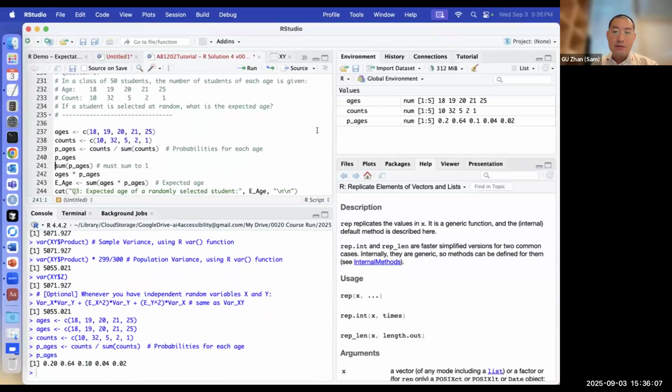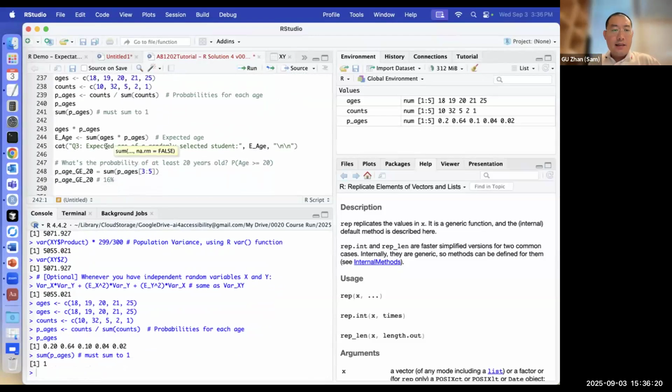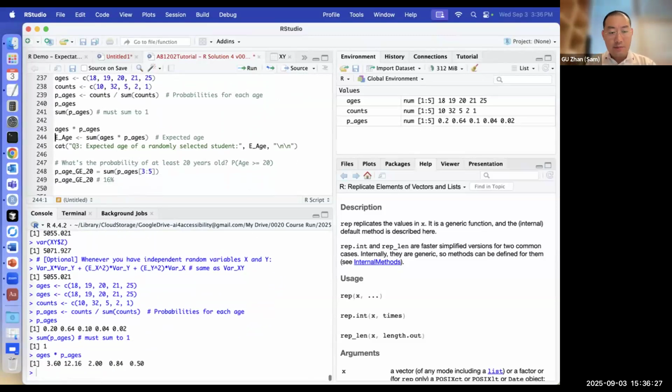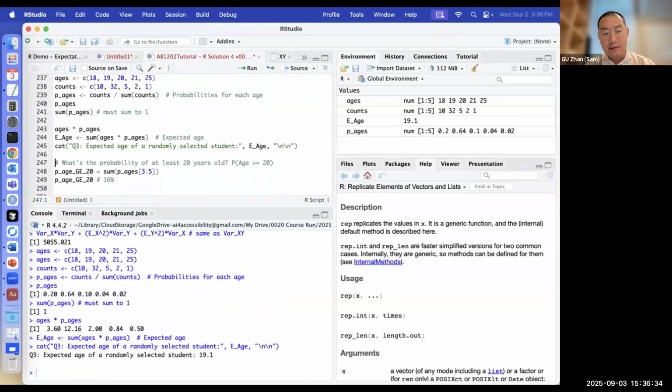The sum, yeah. So each individual count divided by the sum of all those. Then the sum of the probability of age must be equal to 1. So all the 1, 2, 3, 4, 5 numbers sum to 1. Then next is easy, right? Age, which is the x variable, times the probability. You get that one, then sum them together, you get the expected age of this class, 19.1 years old.